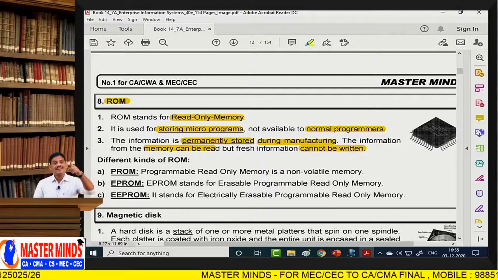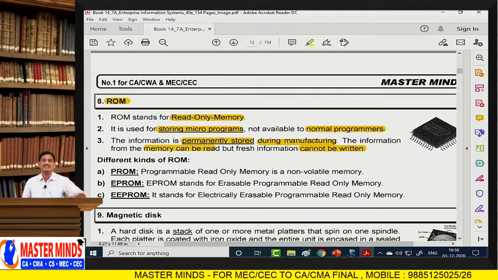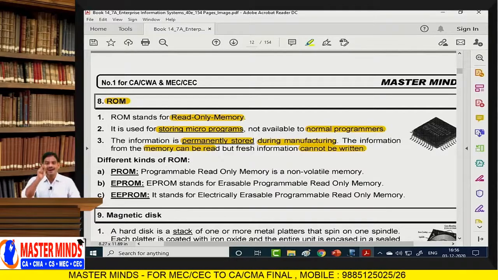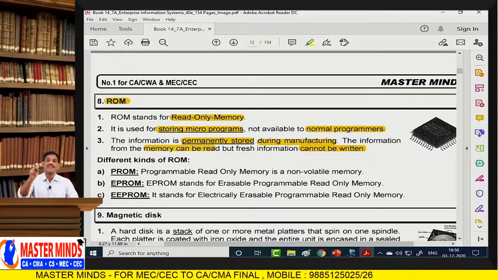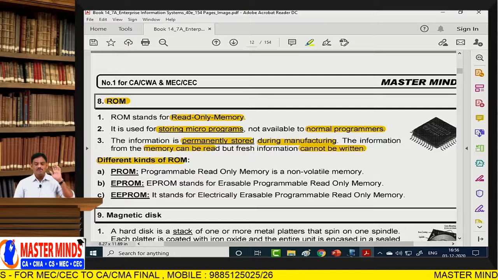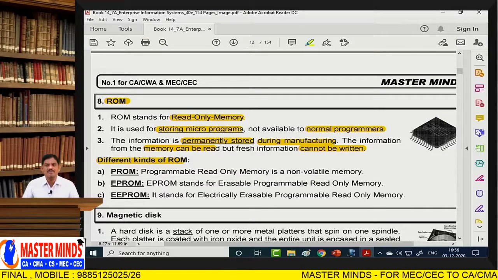That's why I told you random access memory, RAM, is read and write memory, whereas ROM is read-only memory. Different kinds of ROM: programmable read-only memory, erasable programmable read-only memory, electrically erasable programmable read-only memory. We have different types of ROMs: PROM, EPROM, EEPROM.